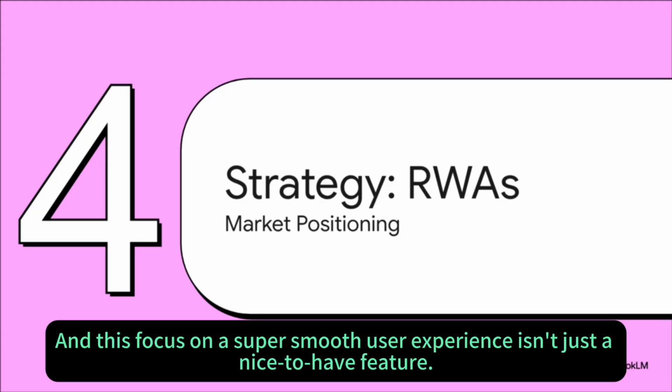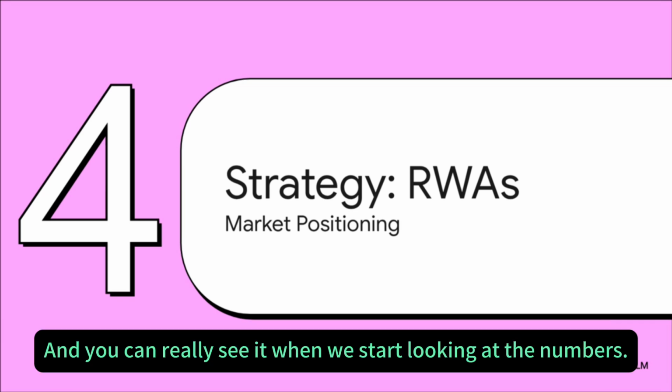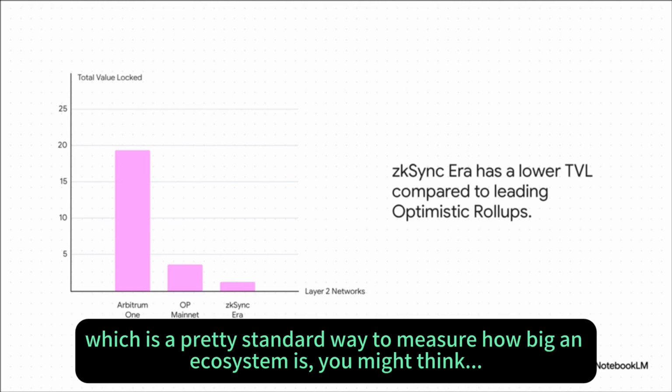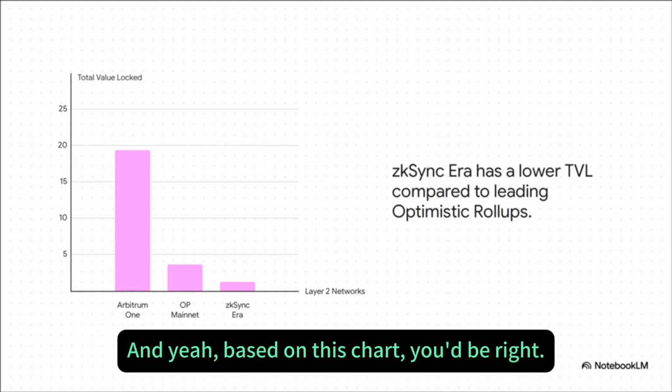And this focus on a super smooth user experience isn't just a nice-to-have feature. It's actually a key part of a much bigger and pretty clever strategy. And you can really see it when we start looking at the numbers. All right, so if we look at total value locked, TVL, which is a pretty standard way to measure how big an ecosystem is, you might think zkSync looks kind of small compared to giants like Arbitrum. And yeah, based on this chart, you'd be right.